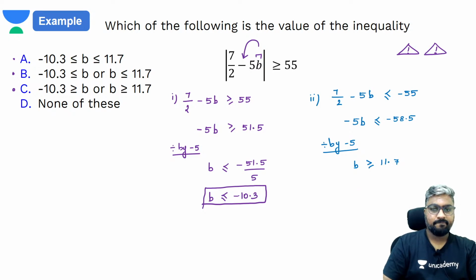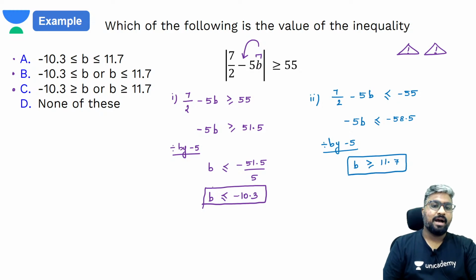ठीक है. So now you have two solutions. b is less than or equal to -10.3, or b must be greater than or equal to 11.7. This is your answer.